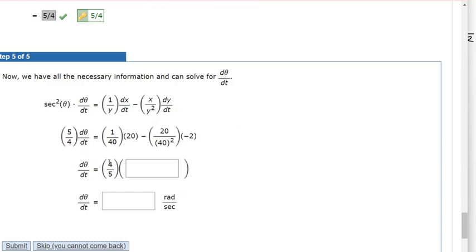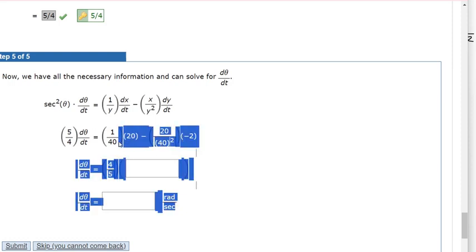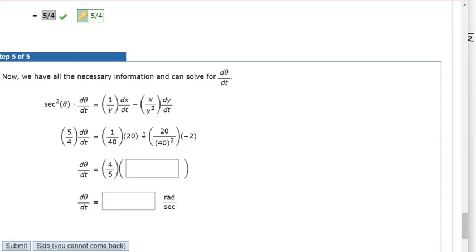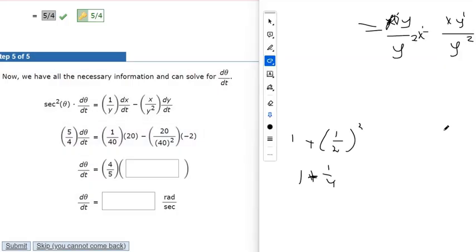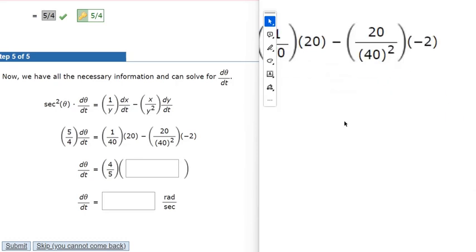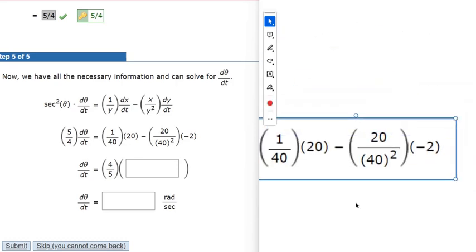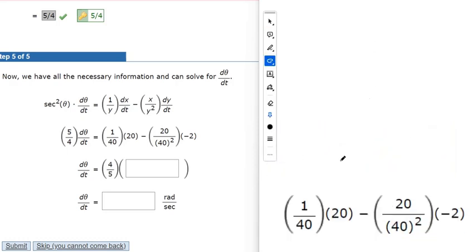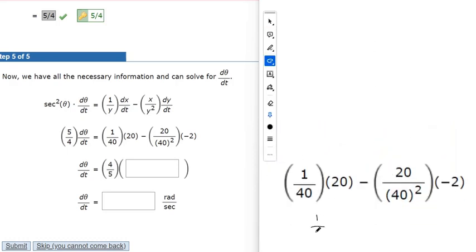Okay, so there's our derivative that we found. They're plugging in that initial information. They plugged in the 5/4 that we just found for secant squared. They multiplied 4/5 both sides. That's fine. And then in here, so 4/5 is on the outside. I think we need to simplify all this stuff right here. Okay. So 1 over 40 times 20 is 1/2. And then 20 over 40 squared.